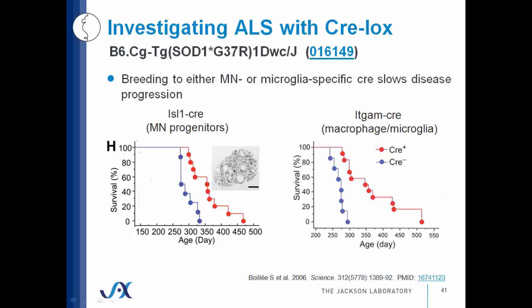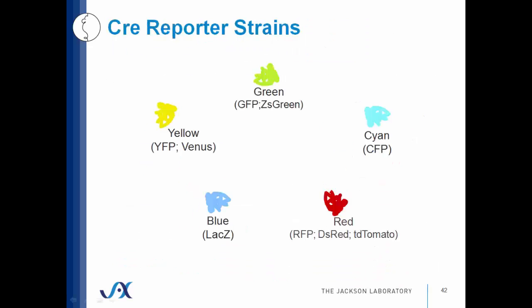So here you can see the data of crossing those mice to either a motor neuron or a microglia specific Cre, and both of them slow that disease progression. But what that does is allow investigators to tease out which certain cell types are involved in the ALS phenotype, and this data shows that expression of the mutant form of SOD1 in macrophages contributes to the disease phenotype. So that creates a tool which researchers can use to help better determine what is involved in that disease, and potentially what cell types or therapies might be used for helping to provide treatments.